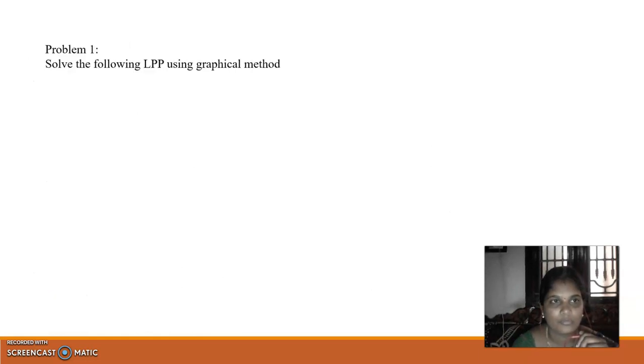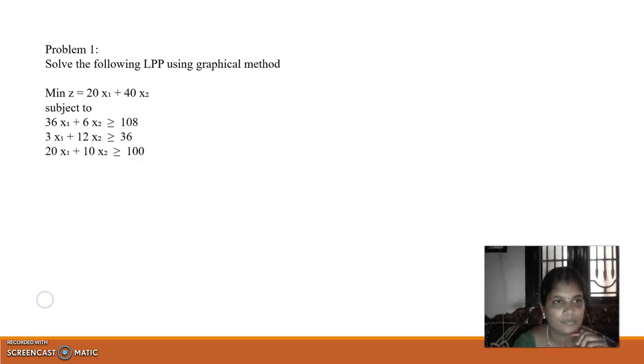Let's see the problem. Solve the following LPP using the graphical method. The objective function is minimize z equal to 20x1 plus 40x2, subject to the constraints. Here three constraints have been given, so we have to draw three lines. 36x1 plus 6x2 greater than or equal to 108. 3x1 plus 12x2 greater than or equal to 36. 20x1 plus 10x2 greater than or equal to 100. And the non-negative restriction is x1, x2 greater than or equal to 0.